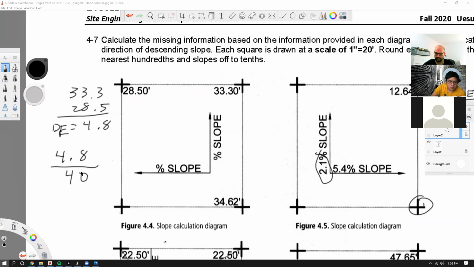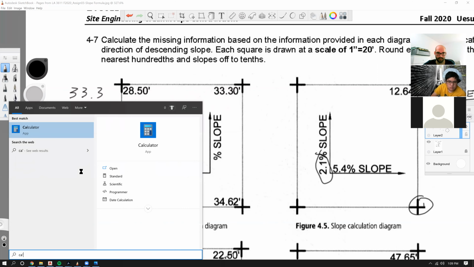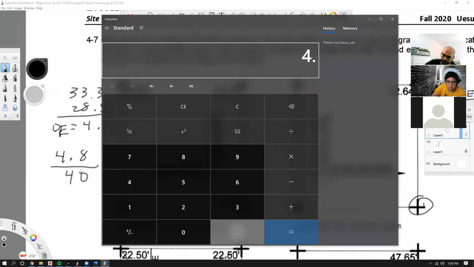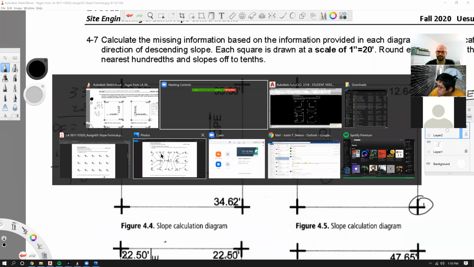So if you take 4.8 on the calculator and you divide it by 40, you get 0.12. And that's going to be a percentage. That's going to be your slope, which is expressed as a percentage. So you're going to move the decimal point over 2 spots.